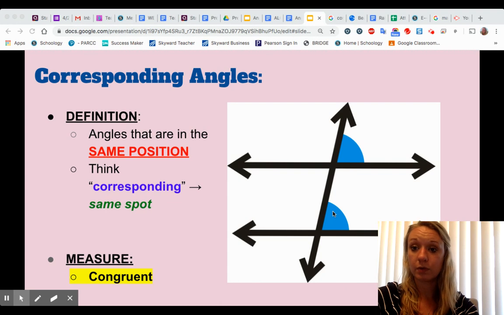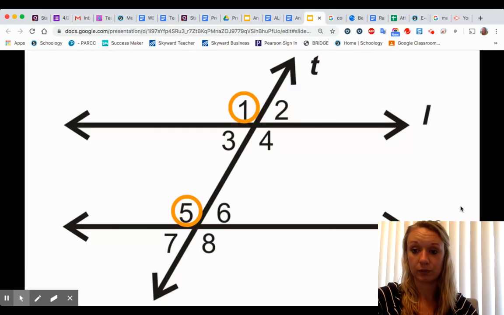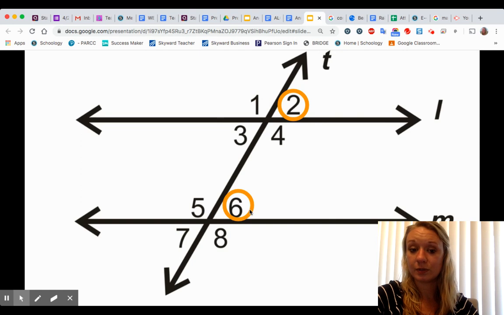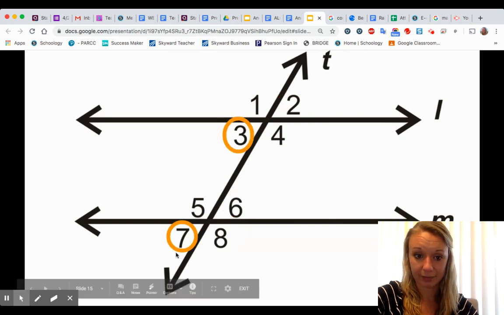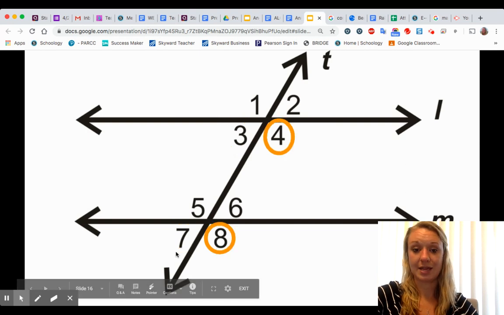I'm going to show you a few diagrams and give you examples of what corresponding angles look like. So here we go. So 1 and 5, notice they're in the same position, top left, top left. 2 and 6, top right, top right. 3 and 7, bottom left, bottom left. 4 and 8. Let me show you one more time.